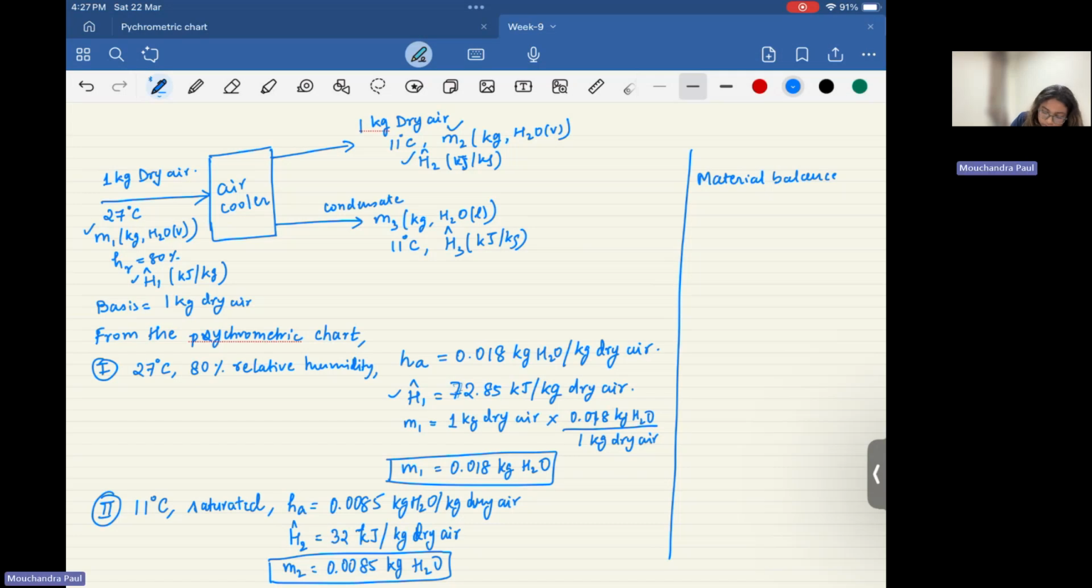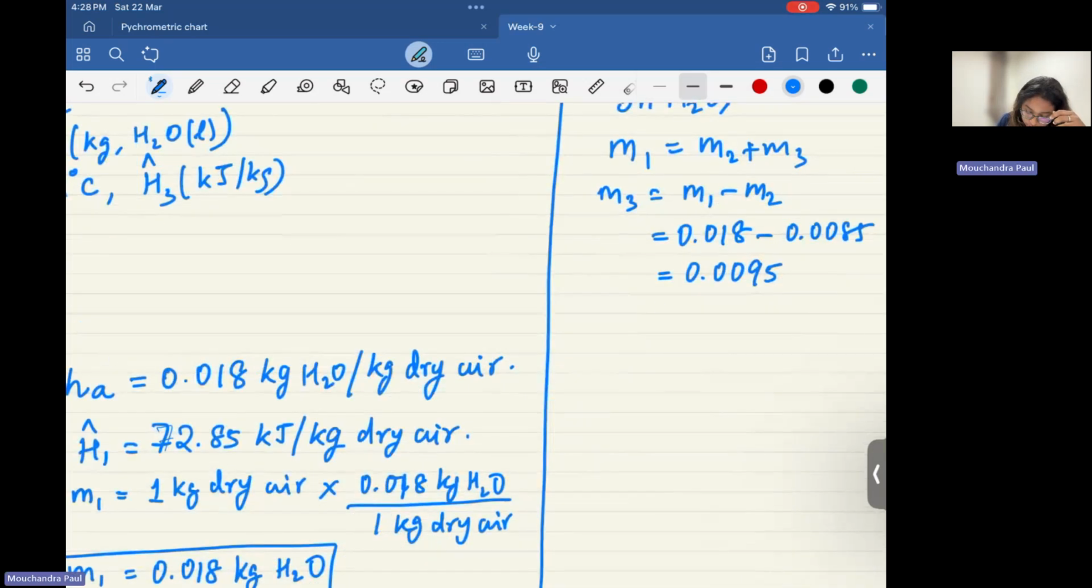We calculate the value of M3. So M1 is equal to M2 plus M3, or M3 is equal to M1 minus M2. M1 is 0.018 minus M2, 0.0085. So we should get 0.0095, or 0.01.